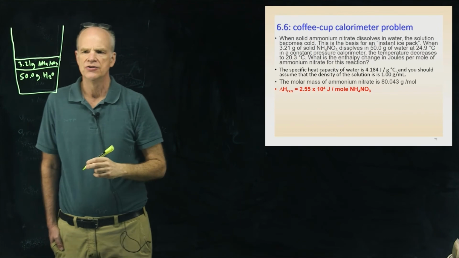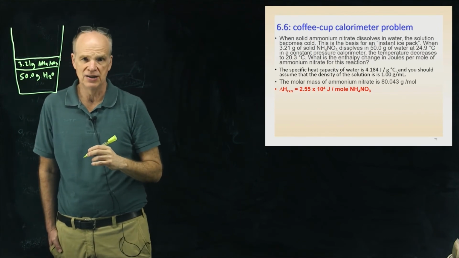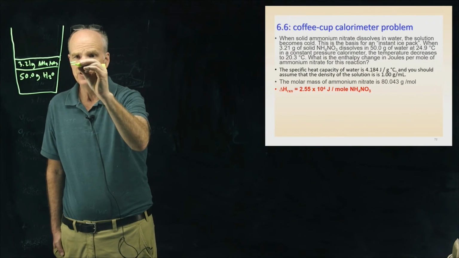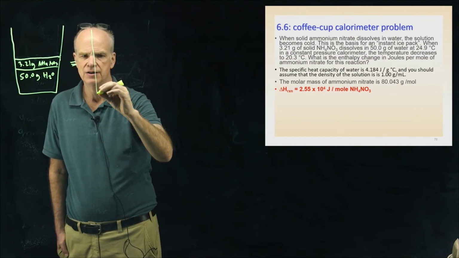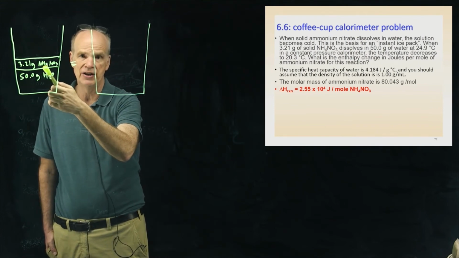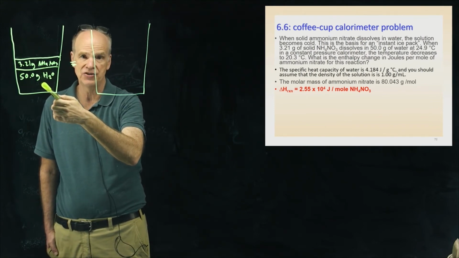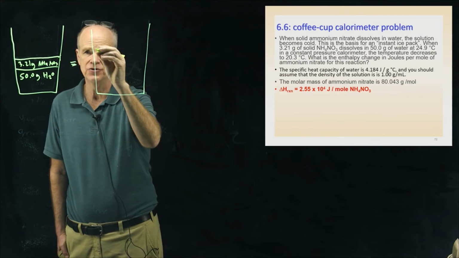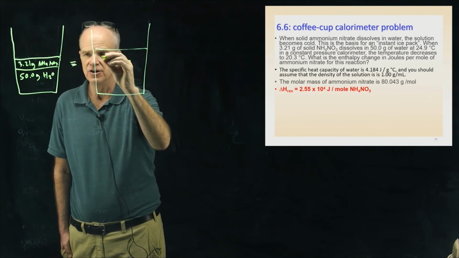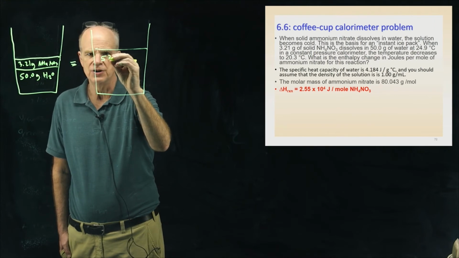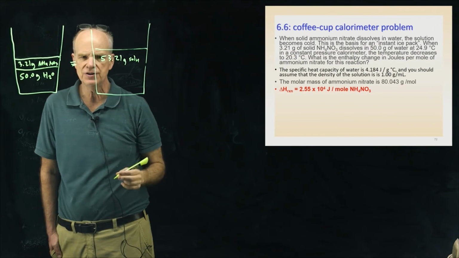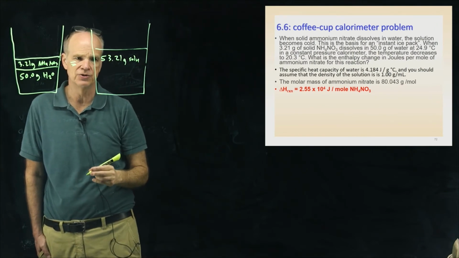Okay. So what I want to do to sort of make my life a little bit easier is simplify this picture a little bit. So think of it this way. We'll assume that the mass of the solid adds to the mass of the water to make a total mass of solution. So the total mass of solution is going to be what? 53.21 grams of solution.